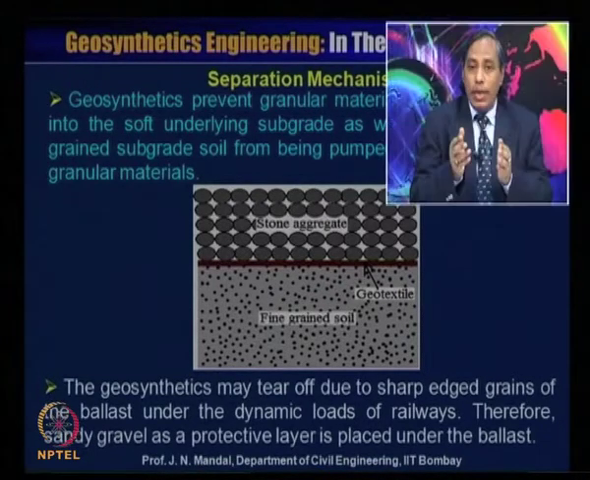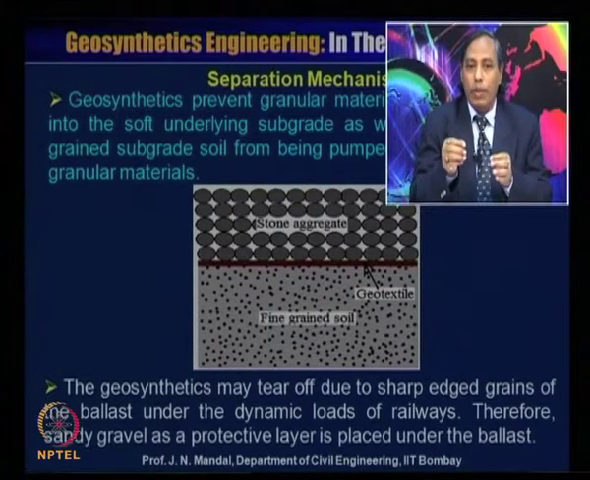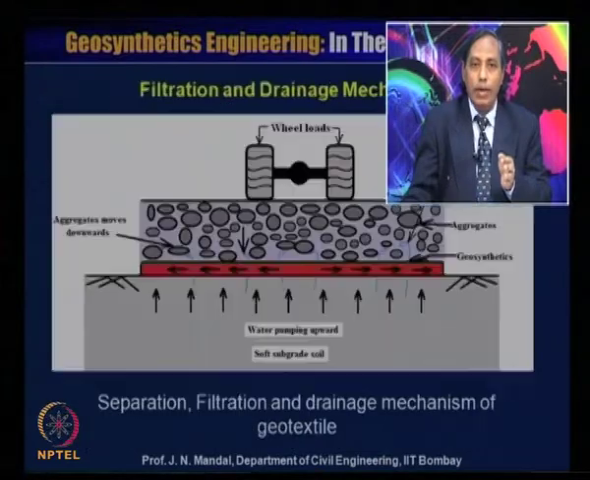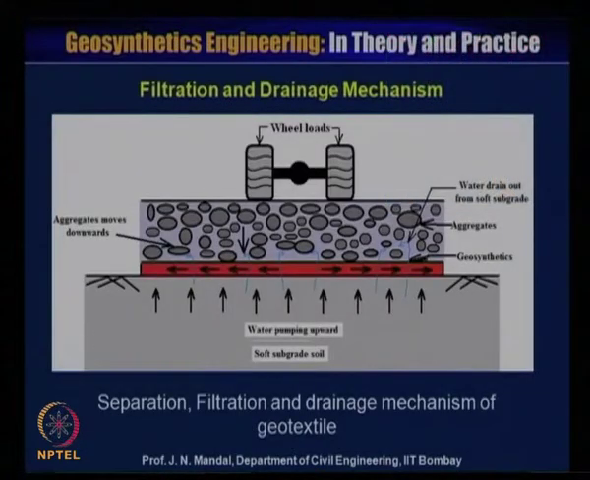Geosynthetic may tear due to the sharp edged grains of the ballast under the dynamic load of the railway. Therefore, sandy gravel is placed as a protective layer under the ballast where there is a dynamic load, so it will act as a cushion.